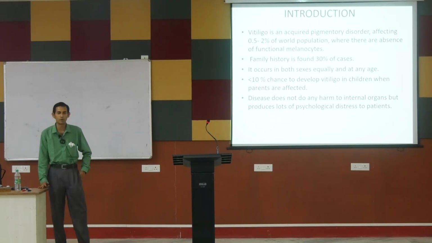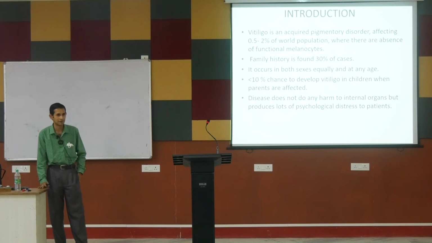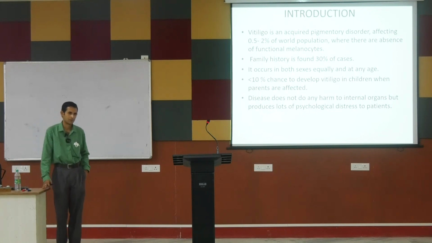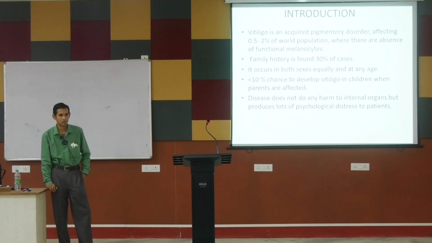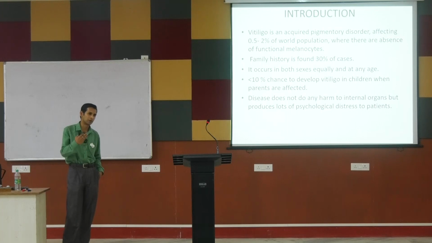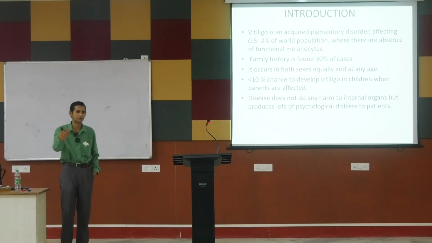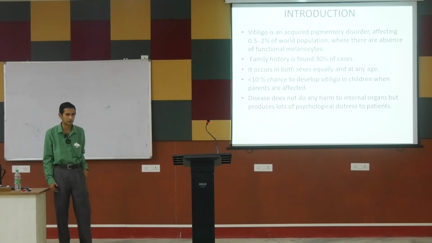Do you have any idea regarding autoimmune disease? What is an autoimmune disease? Self becomes non-self. That is, antibodies are produced against cell substances or a particular cell. That is, antibodies are produced against the melanocyte, leading to complete destruction of the melanocyte.